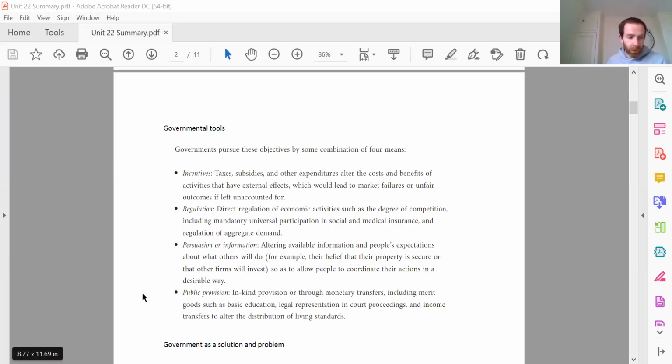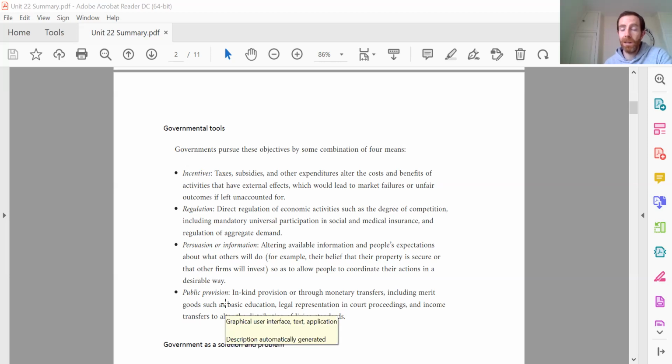So I think the last government tool, public provision, where the government actively steps in to try and provide a particular service or good. So just to explain one important thing here, in-kind provision or through monetary transfers. In-kind provision means the government actually sets up the system, provides that good or service directly to the people, or through monetary transfers, as in the government provides people with actually the finances, the money to purchase that service. So education, we typically think of in most countries as in-kind provision.